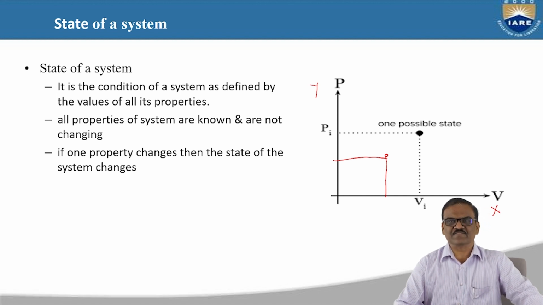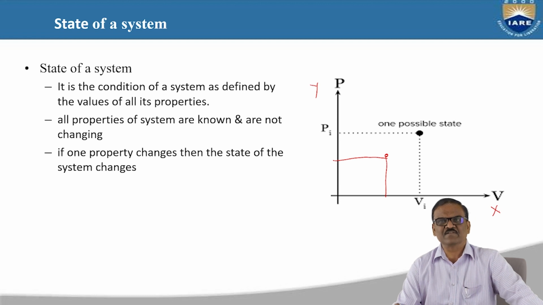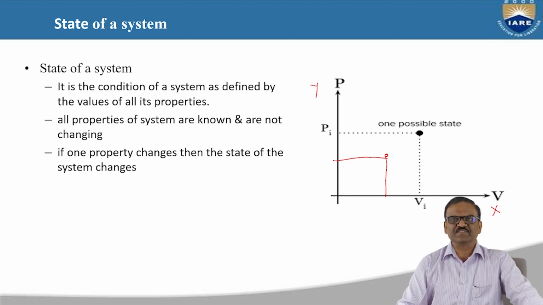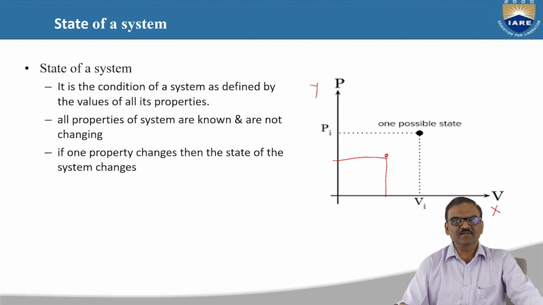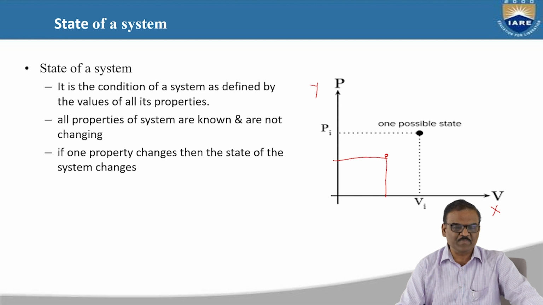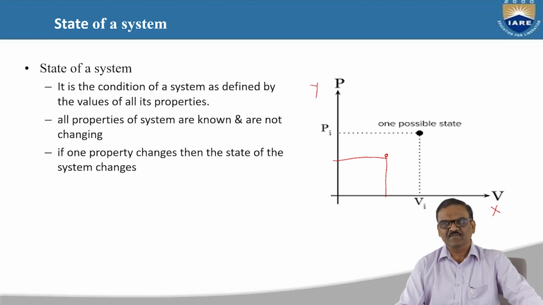It is the condition of the state as defined by the values of all its properties. All properties of the system are known and are not changing. If one property changes, then the state of the system changes. That is, the state of the system is the condition of the system as defined by the values of all its properties, maybe pressure, volume, temperature, whatever it may be.